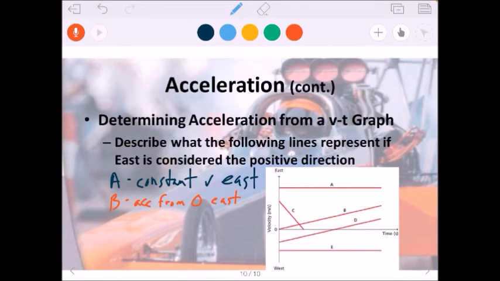Now let's take a look at C. C starts with a positive velocity, but then is moving down to a 0 velocity. So C is a negative acceleration, but he's still traveling east. Now let's take a look at D.